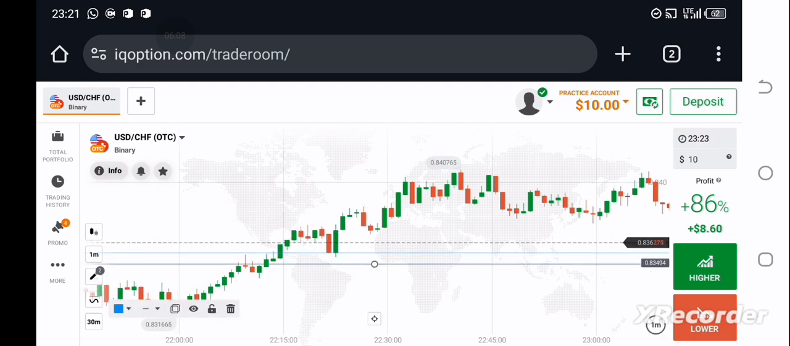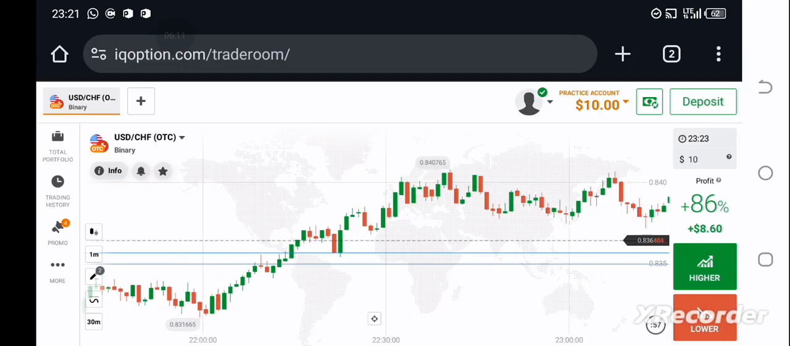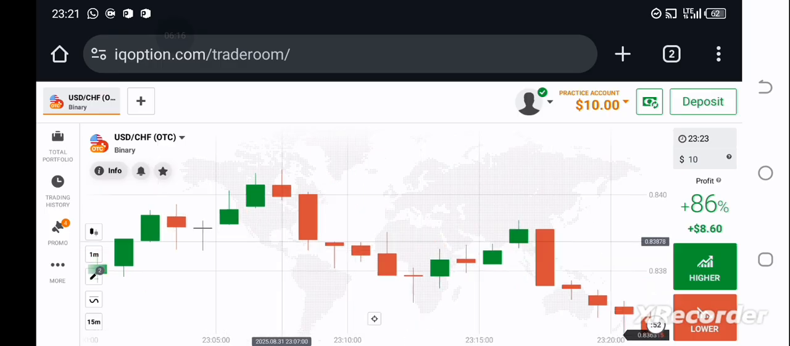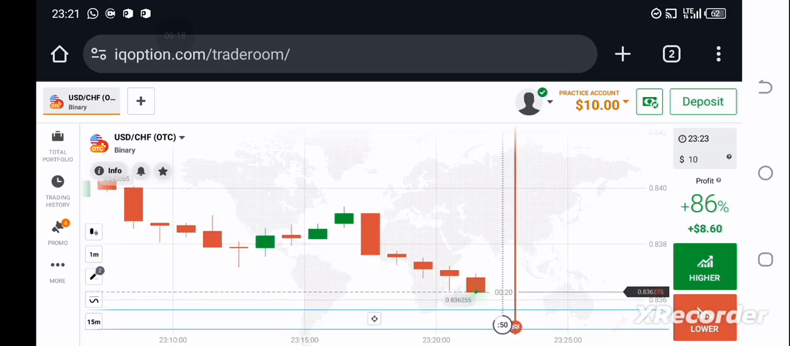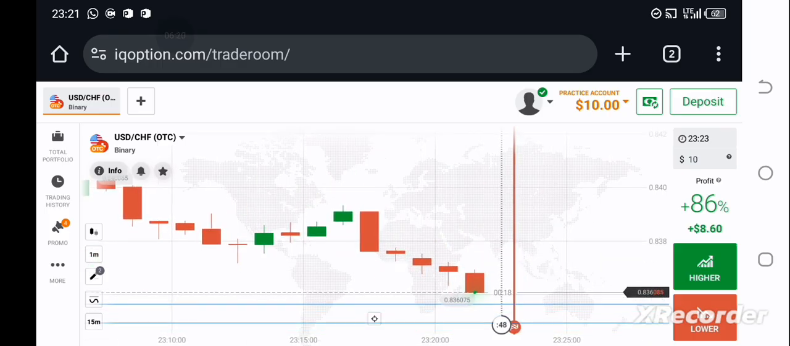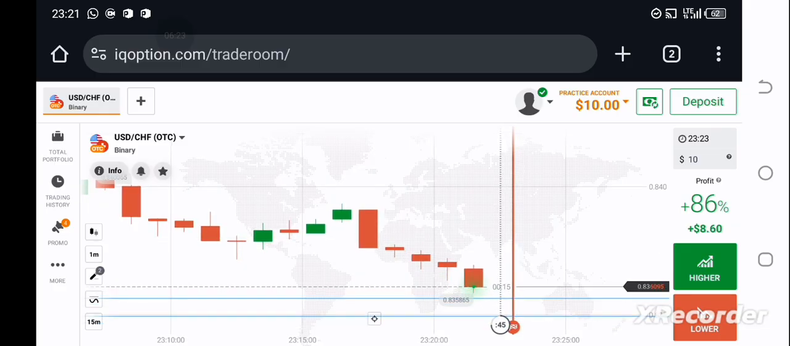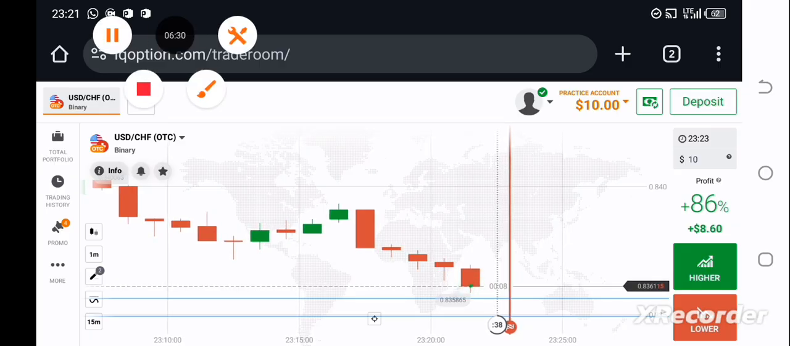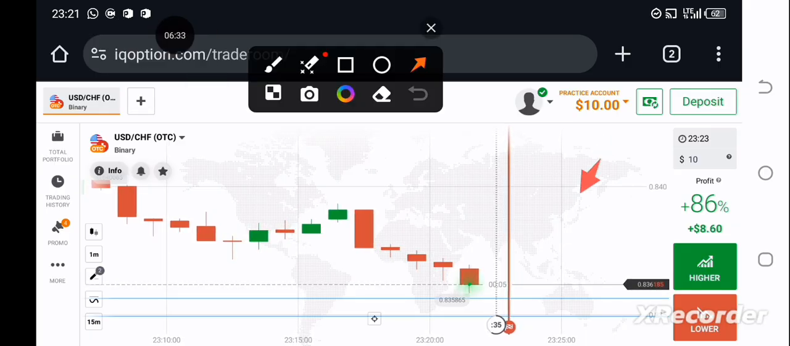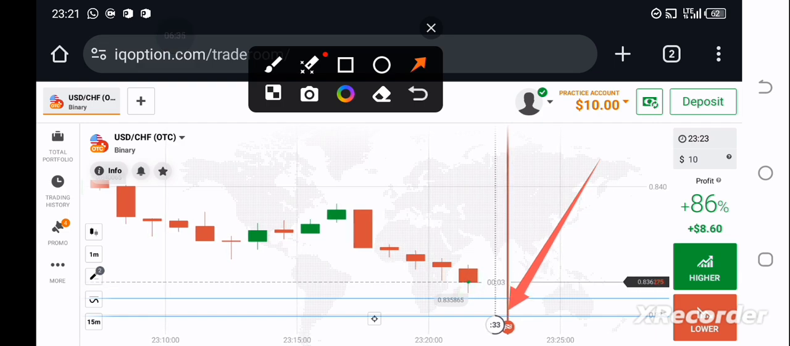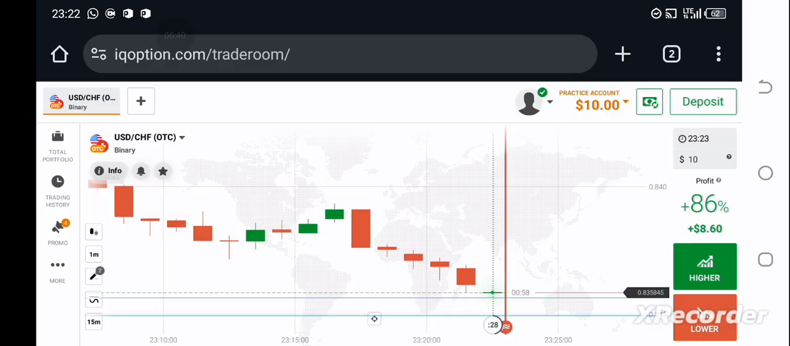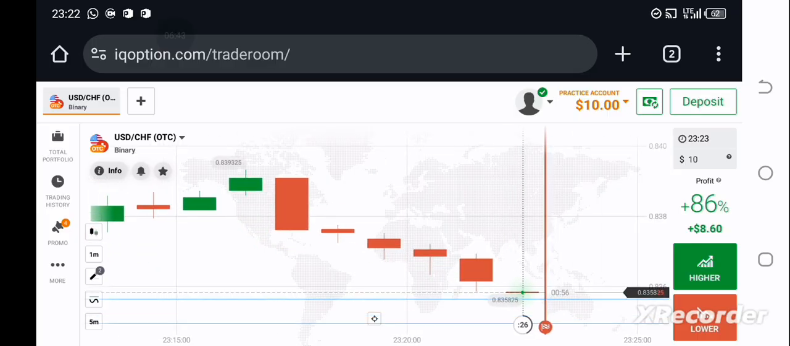I'm looking at a support area here. So this is a support area. If you open a position for 1 minute, it means that the candle will form after 1 minute. Another thing you need to look at is this countdown timer. You can see it is counting down. At the end of 30 seconds, a new candle will open. You can see a new candlestick has opened.